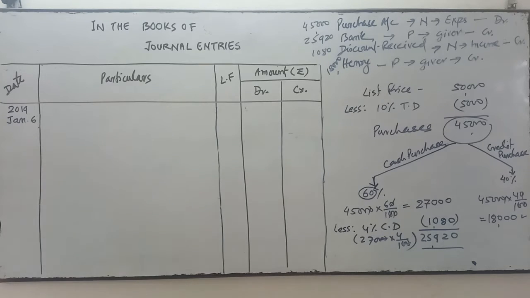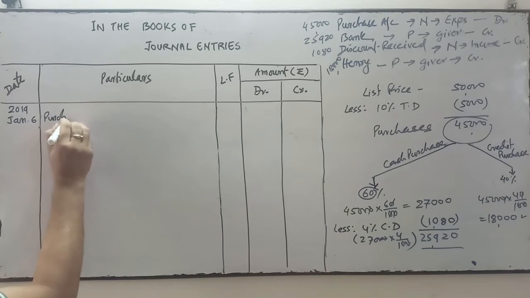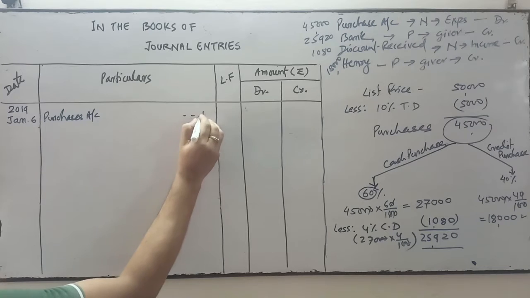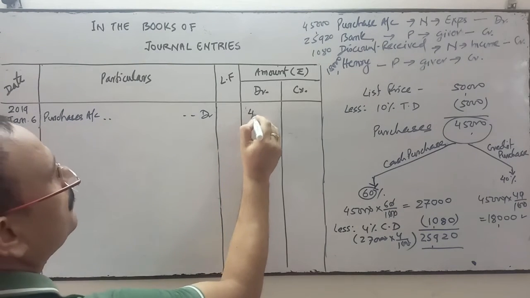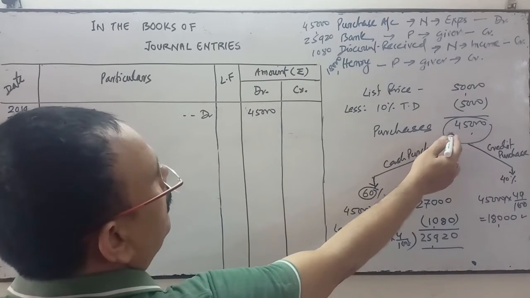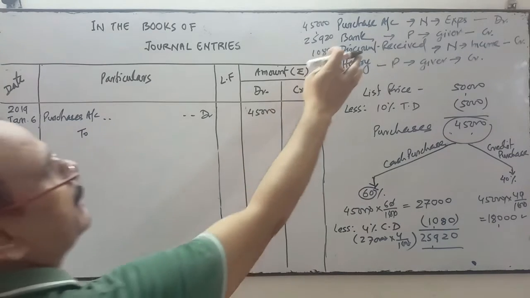So what we do over here? Purchase account will be debit. We have calculated the amount. Calculation is already done. That is 45,000. Purchase account will be debited with 45,000. This amount is after deduction of trade discount. Thereafter, all the 3 accounts are credited.